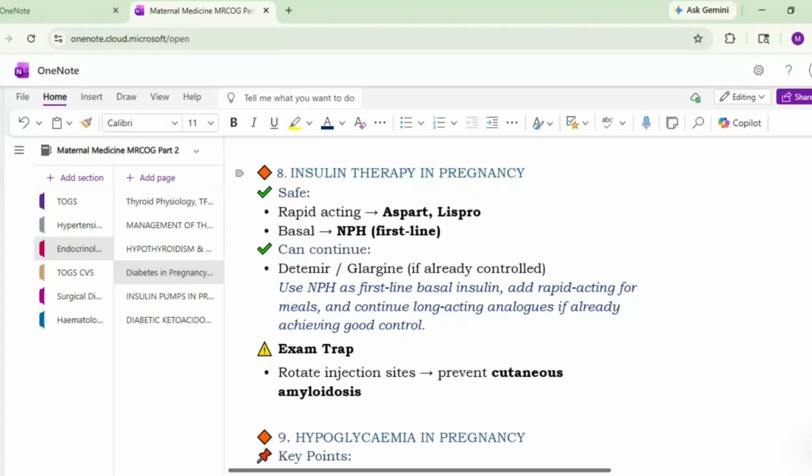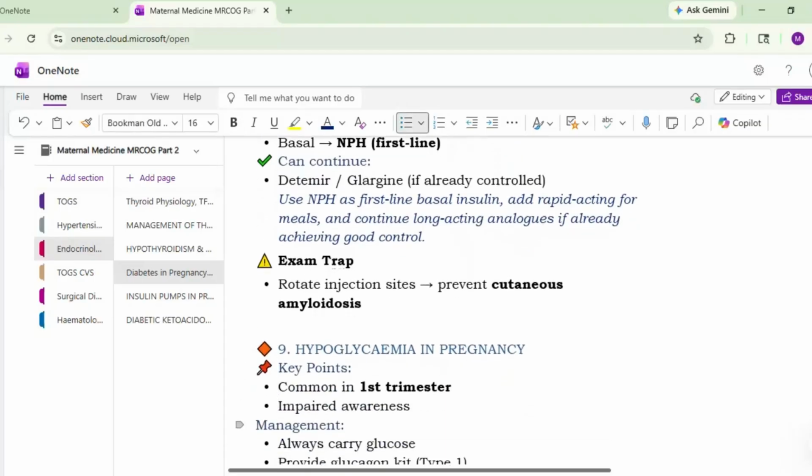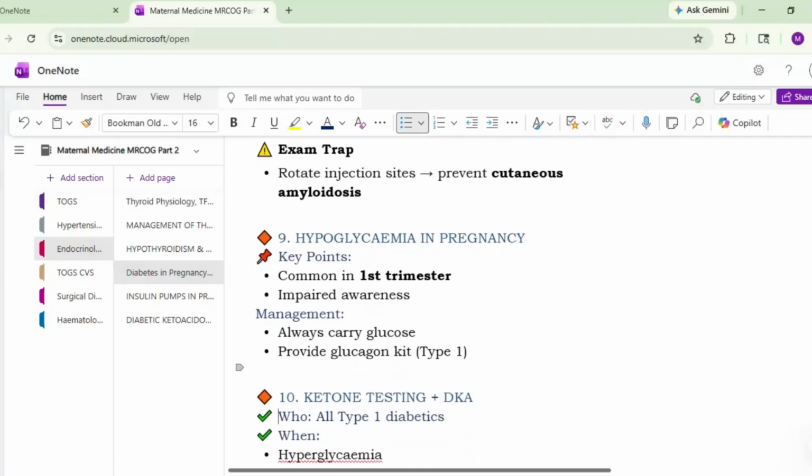There has been a question on this. So the first line will be NPH, you remember. And rapid acting is for the postprandial hyperglycemia. Do not select detemir or glargine, unless the patient is already taking them and has control on them. So use NPH as the first-line basal insulin, add rapid acting for meals, and continue long-acting analog if she is already achieving glucose control. And when she is on insulin, we have to rotate the injection sites, because that will prevent cutaneous amyloidosis.